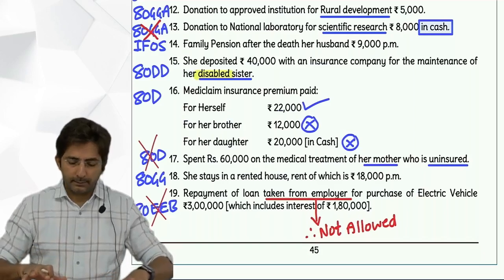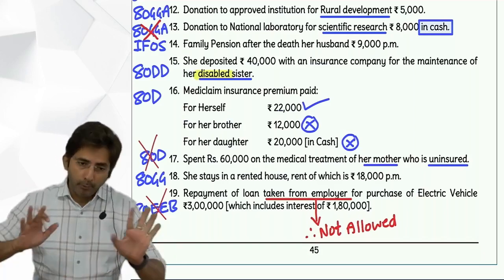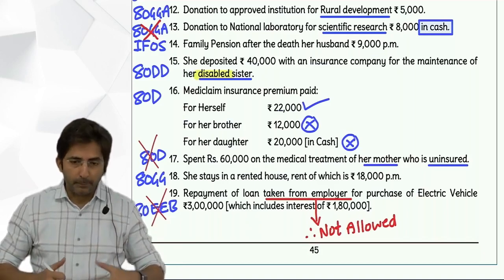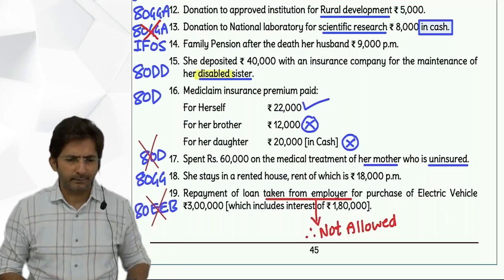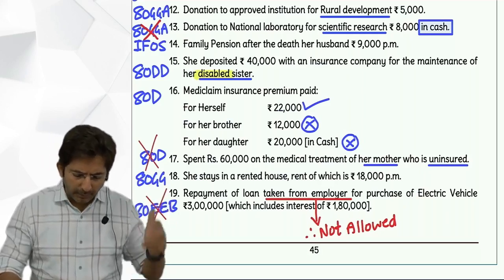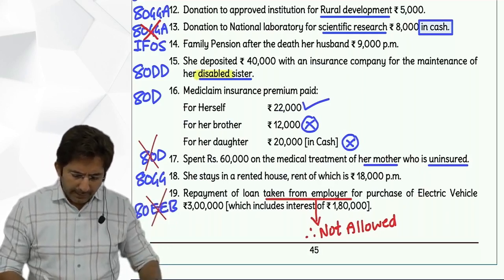But don't think that this kind of question will not come. It will be of this kind only, but it will not be that lengthy. In a question, at the most 2-3 deductions you will find. And here, see, multiple deductions are there. Anyway, so next is what?